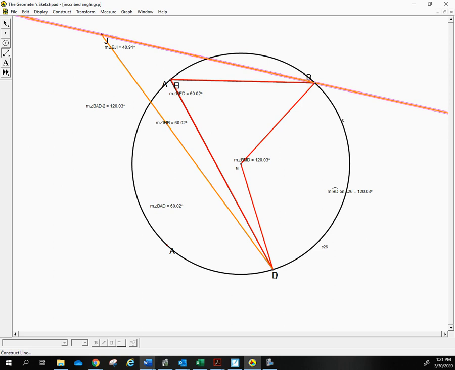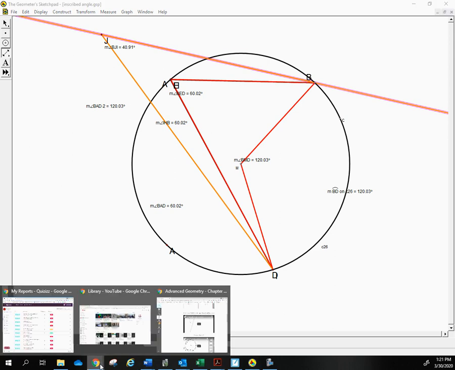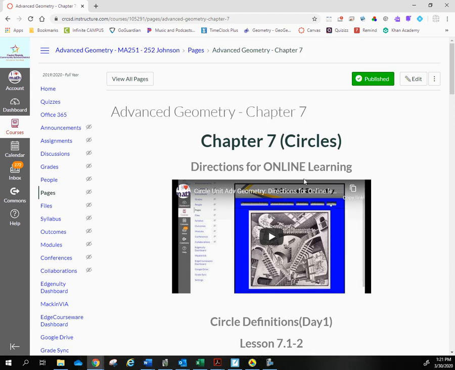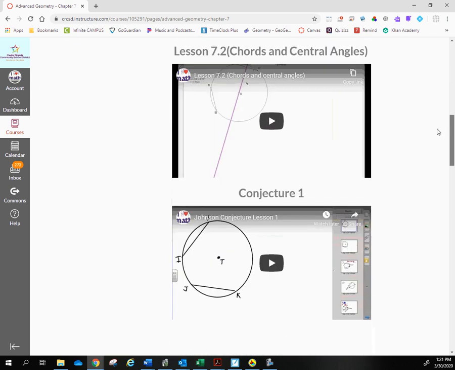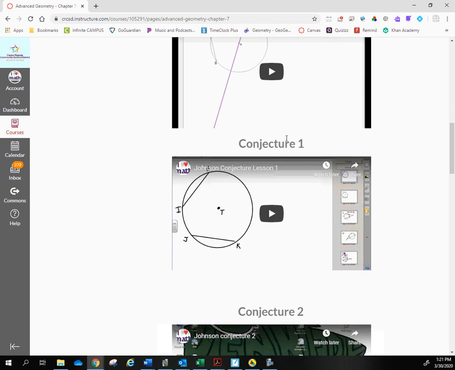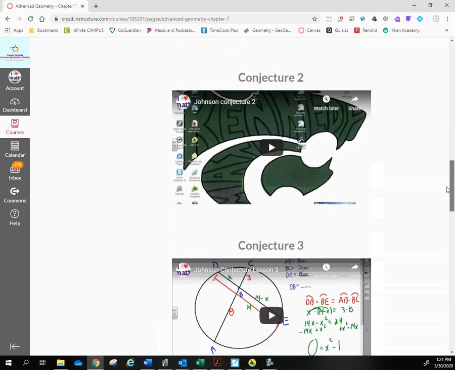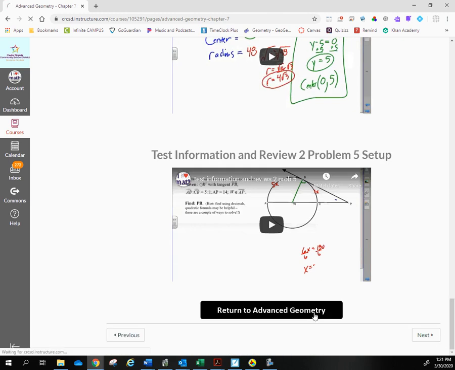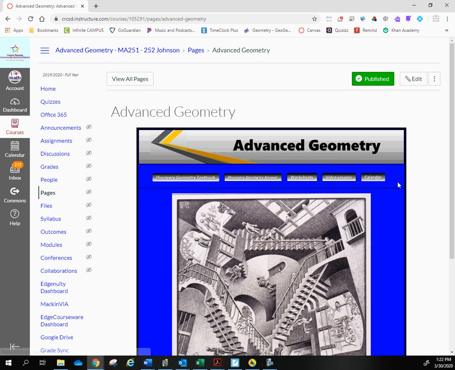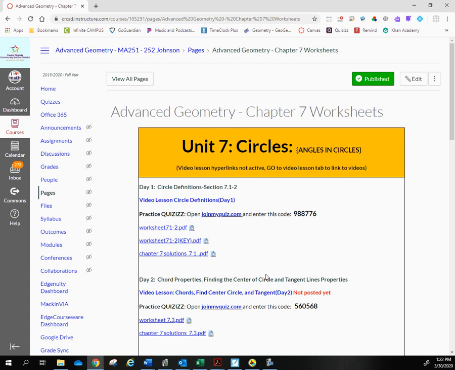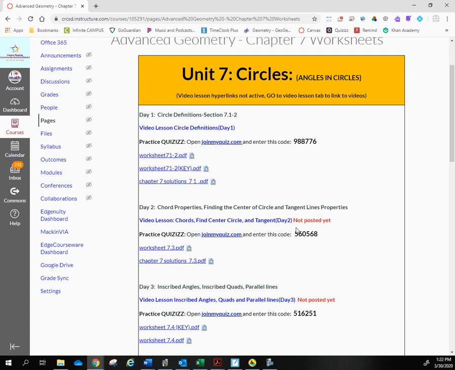But for right now, the one thing you can do is go on to my Canvas page, and you can look at all my video lessons that I have posted right here. You don't see video lessons 7.3 and 7.4 here; they'll be right here before conjecture 1. But you can watch conjectures 1, 2, 3, and 4, as well as the rest of these things. If I go back into my calendar, from the calendar you get circles. I will have these posted here, and this will change.